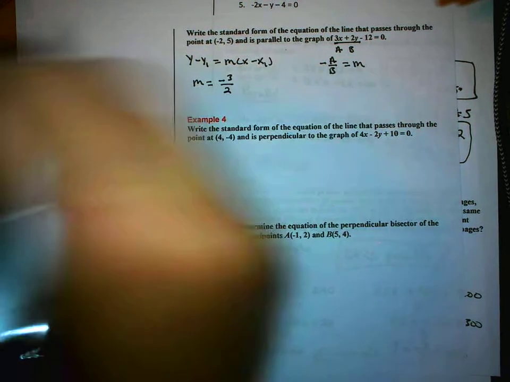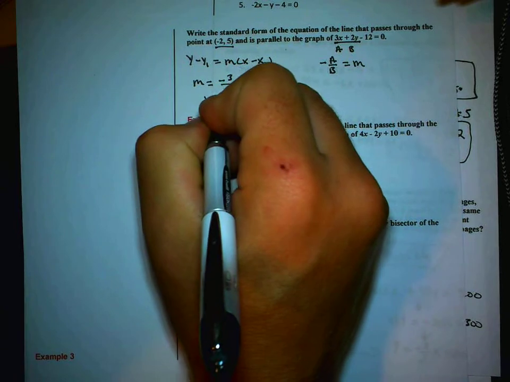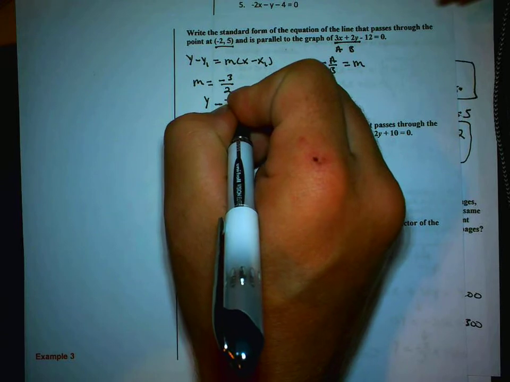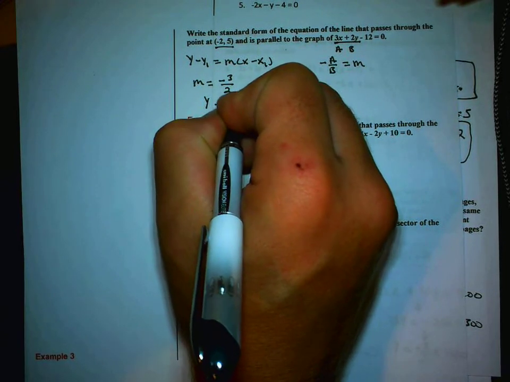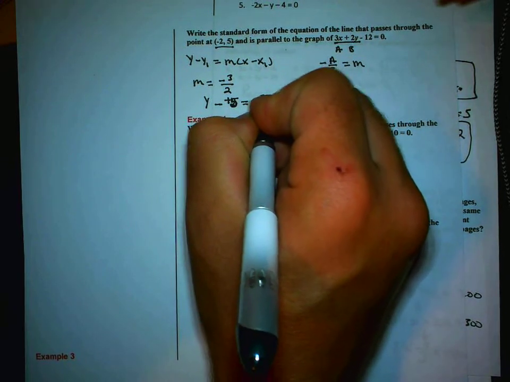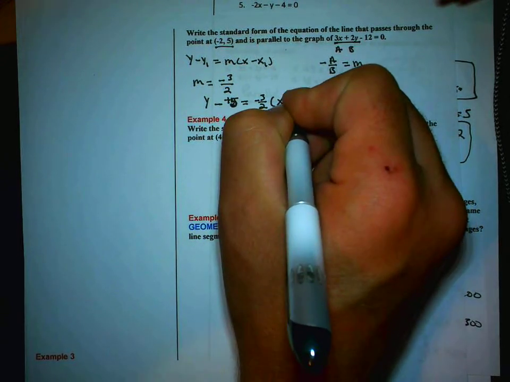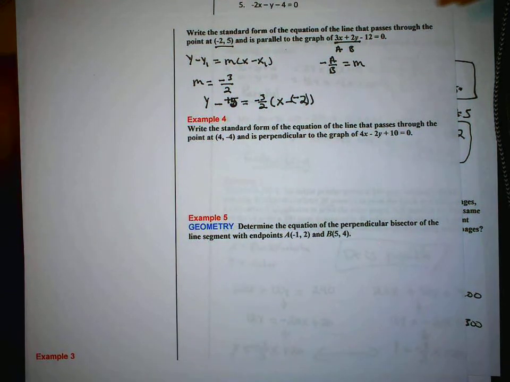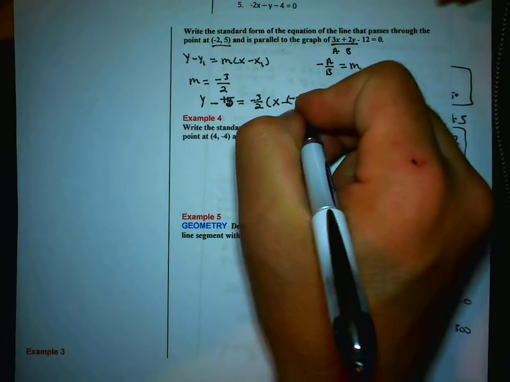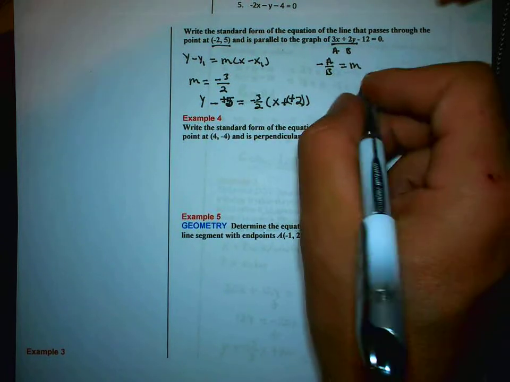Now the point that I have is negative 2, 5. So then I say y minus a negative 2. Oh, I'm sorry, that's my x value. Y minus a positive 5 equals a negative 3/2 of x minus a negative 2. Okay, minus a negative 2 is going to be important because that becomes a positive, right? So when I rewrite this, this becomes positive in both places. This stays negative.